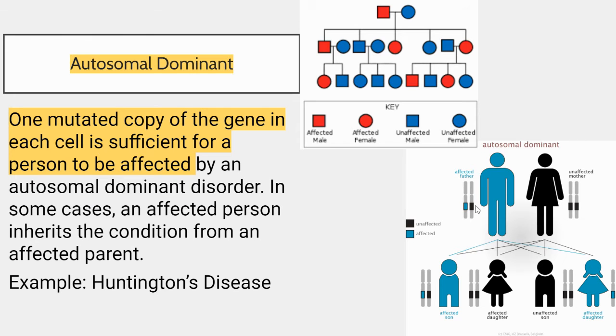So with autosomal dominant traits, one mutated copy of the gene in each cell is sufficient for a person to be affected by a gene. If it's an autosomal disorder, a lot of times it will not skip generations, and they usually would inherit the genetic disease from a parent who also has that same genetic disease. But it doesn't always have to be a disease. It could just be a trait like freckles. But you can see affected people in this pedigree are red, and it does not skip any generations.